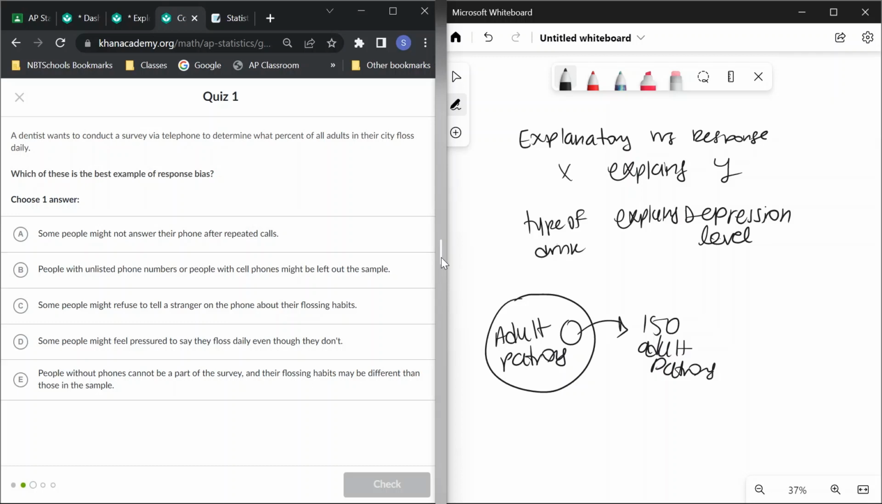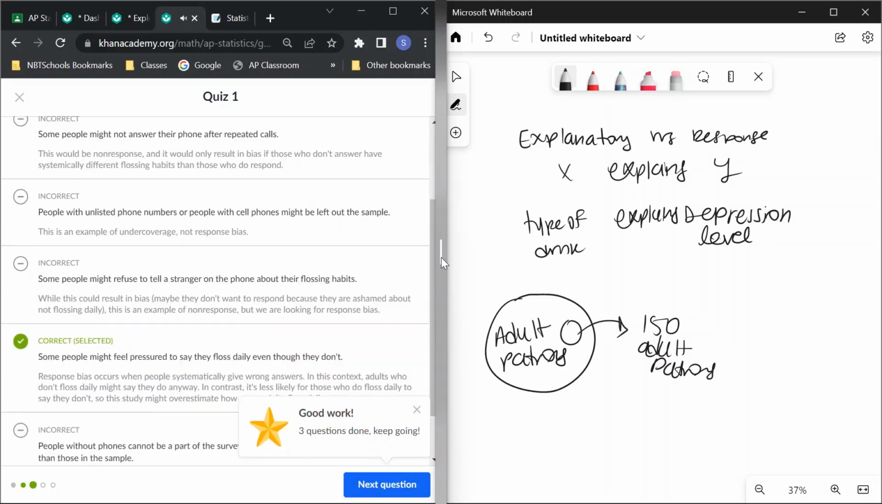Well, the fact that people will know that he's a dentist, so people will be like, sure, because they're afraid to be judged. Some people might not answer their phone after repeated calls. People with unlisted phone numbers, no. Some people might refuse to tell a stranger on the phone about their flossing habits. Some people might feel pressured to say they floss even though they don't. Yes, this is the response bias one.